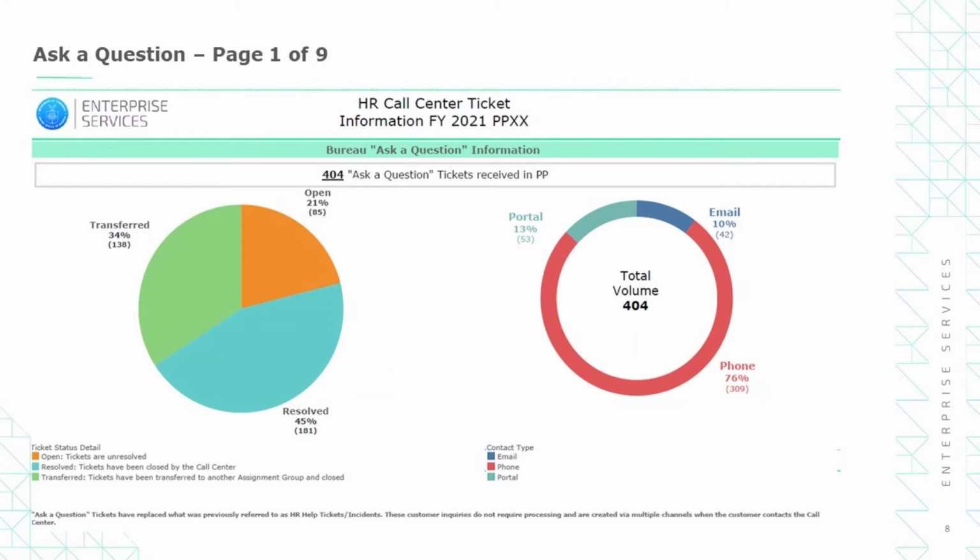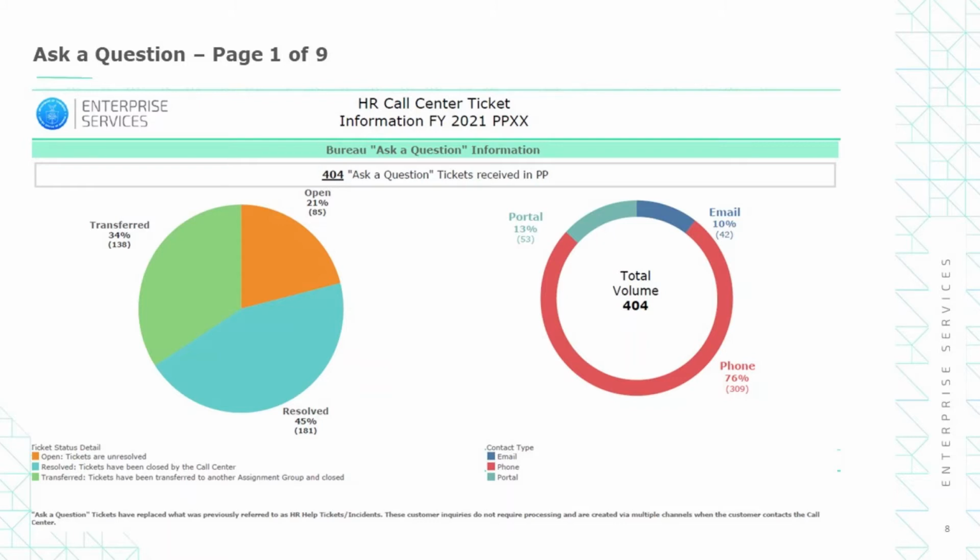The first page of the snapshot covers information about Ask a Question tickets. This page provides customers with insights into how many Ask a Question tickets their bureau is submitting, what channels their colleagues are using to submit tickets, and how efficiently the service center is resolving those tickets.